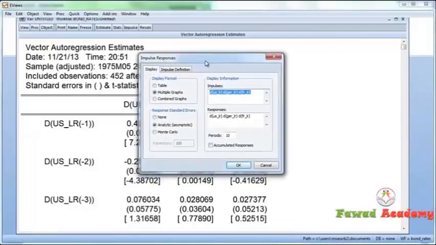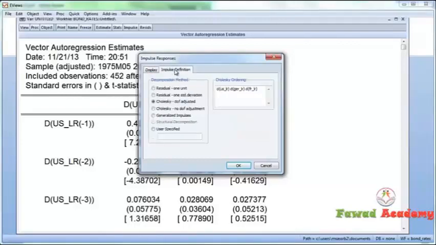Now there's a number of things you need to do on here. Firstly, let's not use standard errors. That just makes the graphs cluttered. You can switch on the option and see what happens. You get standard errors for the impulse response functions. We'll choose none. Now if you go to impulse definition, this is where all the magic happens.